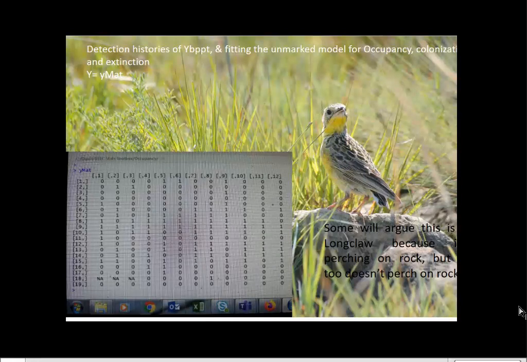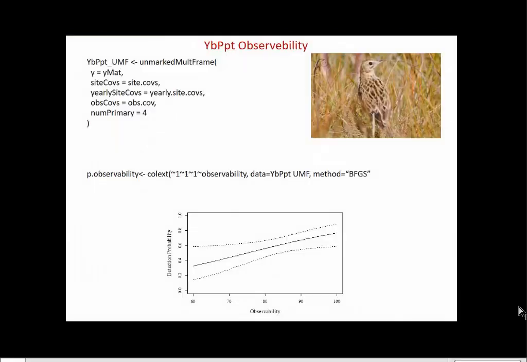Right, I don't know what I've written there. I hope you can read. Okay, some will argue that this is a lawn claw, but in fact it's not. It's not a lawn claw. Lawn claw doesn't perch on rock.